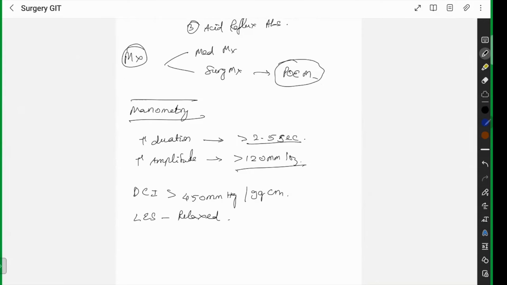And you need to understand a very important thing: what is a DCI? I already told you, it's the distal contractile integral, corresponding to the index of contractile vigor. So it will be more than 450 millimeter of mercury, and the lower esophageal sphincter will be relaxed.